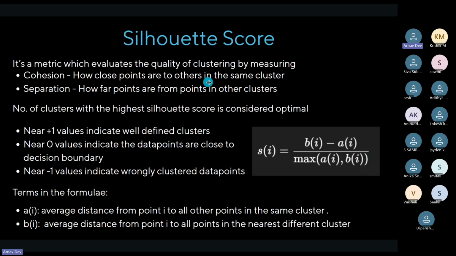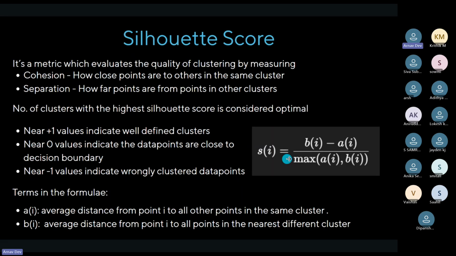And the other one is the Silhouette score. This is basically a metric which evaluates the quality of clusters by measuring two different things, which are cohesion and separation. Cohesion measures how close the points are to the other points within the same cluster, and it also takes into account how far the point is from the points in the other clusters. So it considers both of them.